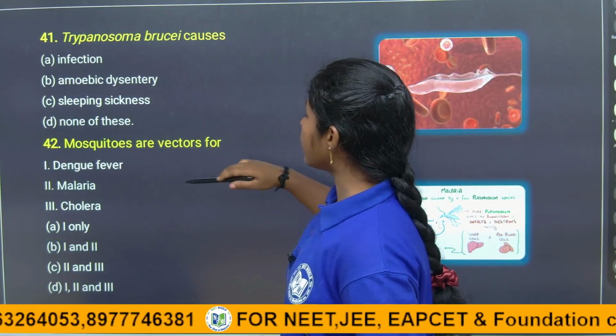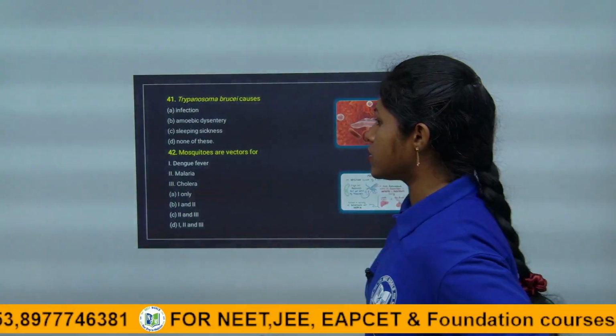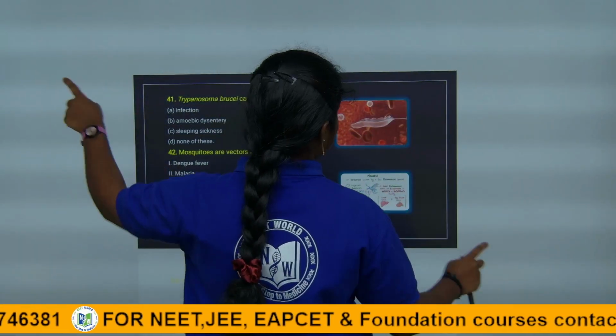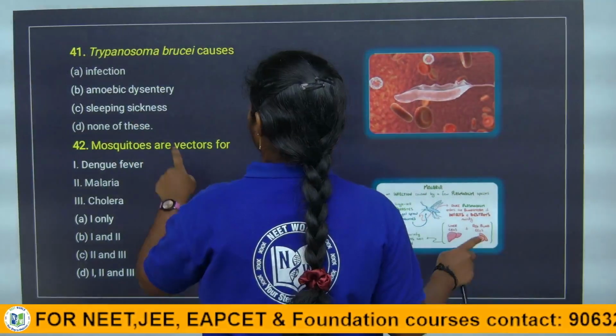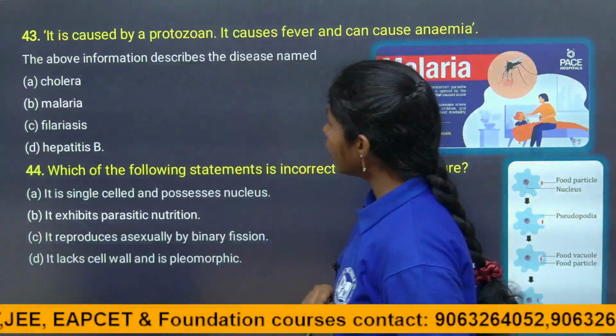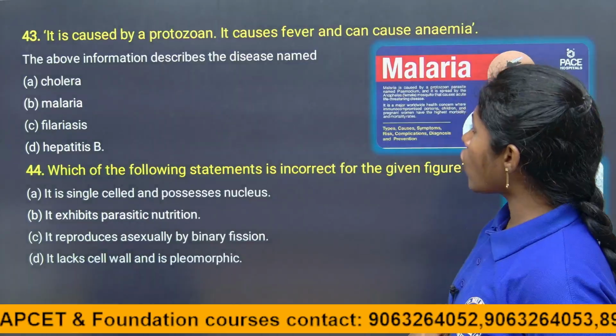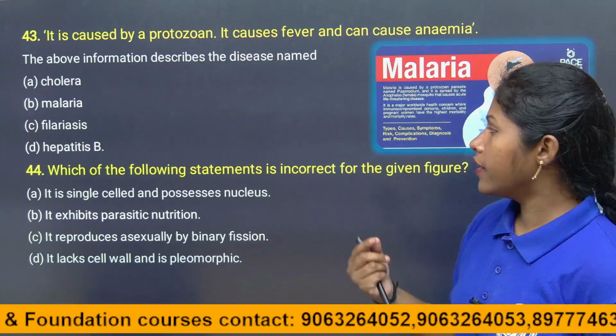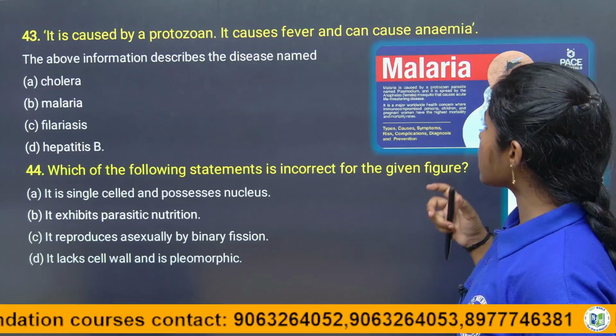Cholera is caused by poor hygiene conditions, right, children? It is transmitted through poor hygiene conditions. Coming to the next question, it is caused by a protozoan. They are asking about a protozoan that causes fever and causes anemia.